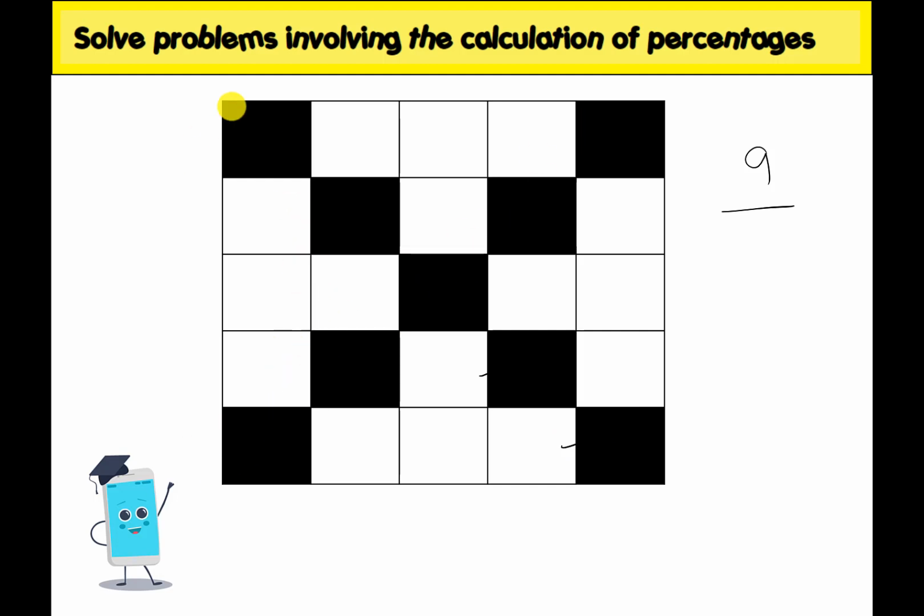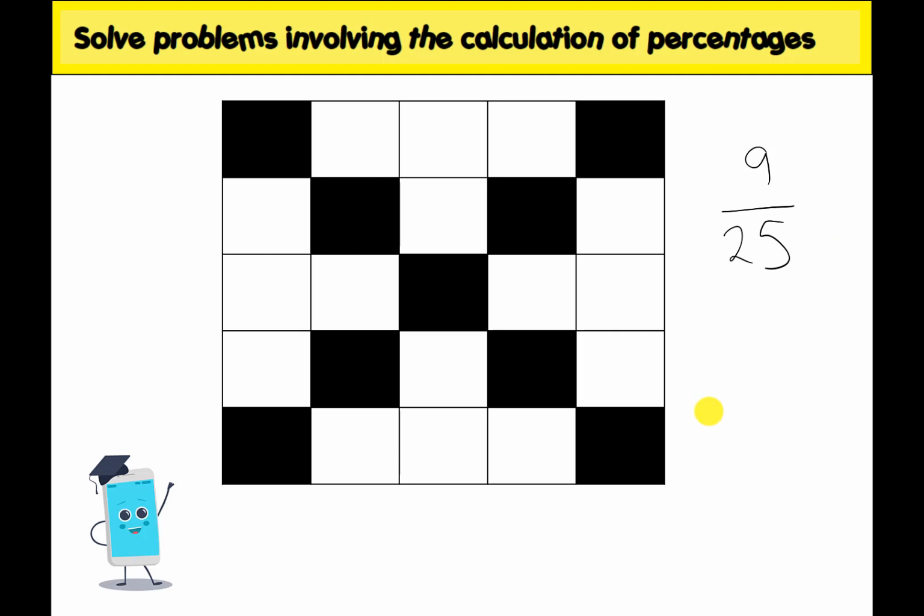Now to be able to write that as a percentage, I need to know what it's out of. So first of all, I'm going to find the fraction. I've got 9 black out of how many altogether? I could count each square individually, or I could just count how many rows and how many columns. 1, 2, 3, 4, 5, 1, 2, 3, 4, 5. And I can multiply my 5 by 5, which is 25, to figure out how many squares there are total. So in this shape, I have 9 black tiles out of 25.